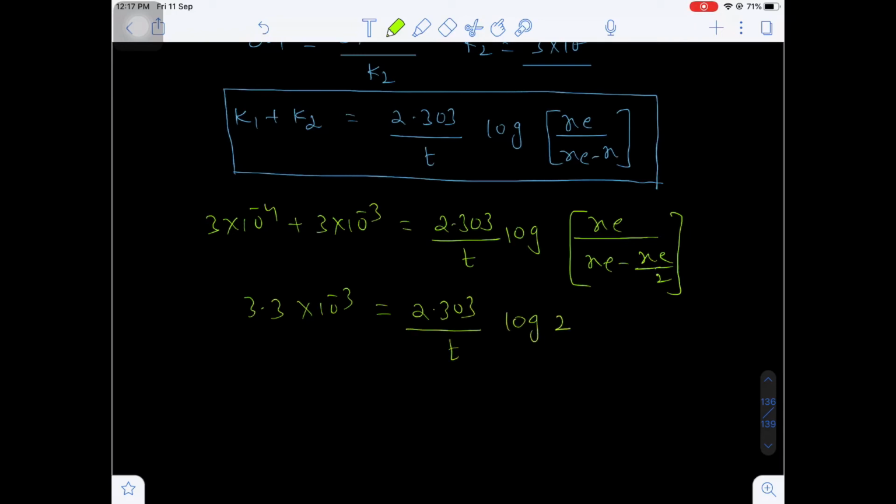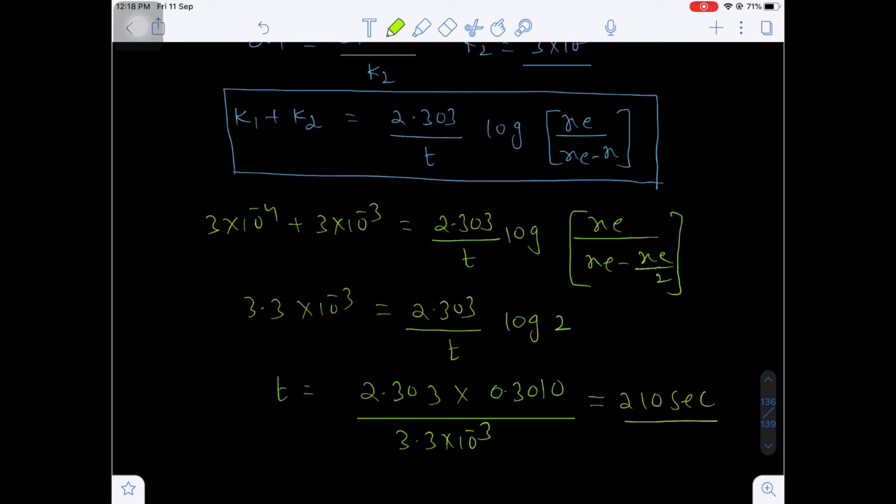Shall I write logarithm of 2? Okay, t equal to 2.303 into, what is the log 2 value? 0.3010, whole divided by 3.3 into 10 raised to minus 3. So overall you will get the final answer, 210 seconds. How many seconds? 210 seconds.